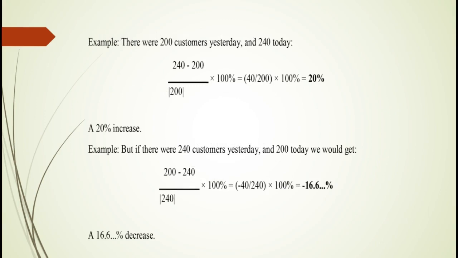For example, if there were 200 customers yesterday and 240 today, to calculate percent increase, you will subtract 200 from 240, divide it by 200, and then multiply it by 100. Here we have a 20% increase. But if there were 240 customers yesterday and 200 today, to calculate the percent decrease, you will subtract 200 from 240, divide it by 240, and then multiply it by 100. And the result shown is 16.6% decrease.